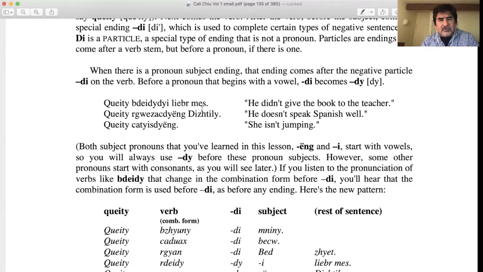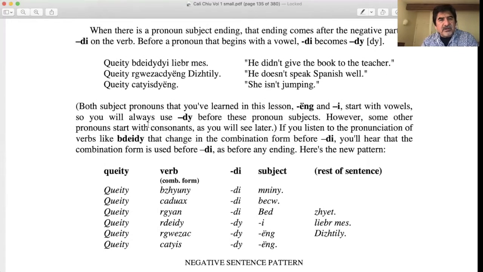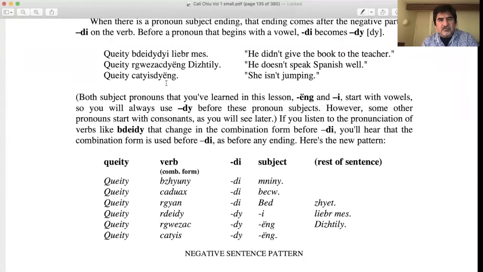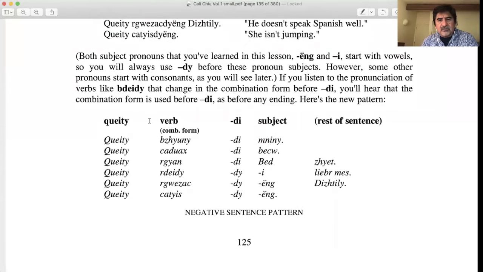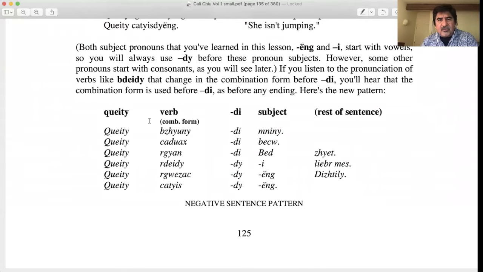So this is another example that we have. He doesn't speak Spanish well. And then Kate, again the dy. A vowel comes after the dy. And then we have the next one, which is 'isn't jumping'. Kate, dy. So this is the way we use this particle.